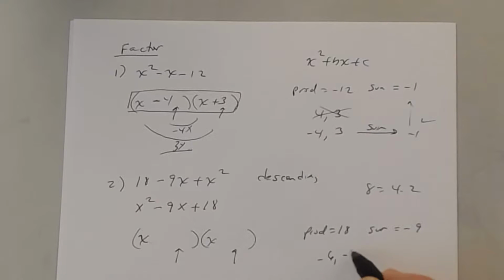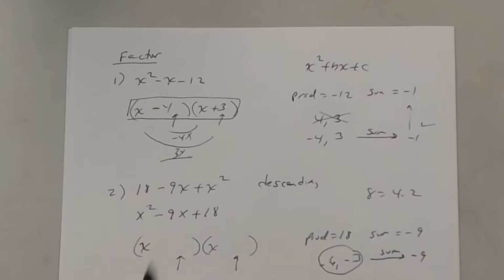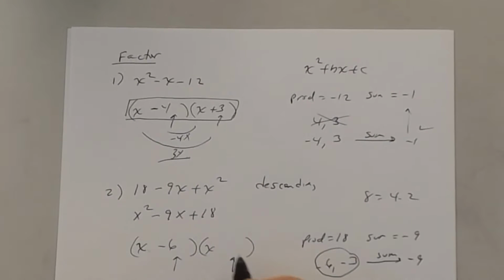All right, she's saying negative 6 and negative 3. Is that correct? Yeah. A negative times a negative is a positive, so negative 6 times a negative 3 is a positive 18. And when I look at the sum, a negative 6 and a negative 3 is a negative 9. So those are the ones you're going to use. Does it matter in the order which I put these in here? No, the reason is because those two terms right here are the same. They're identical. So it'll be x minus 6 times x minus 3.